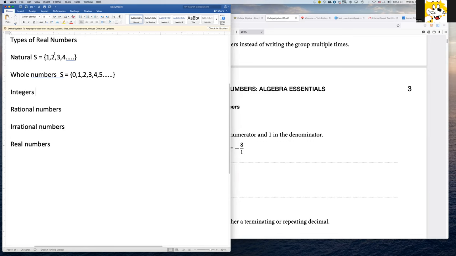All right. So now integers. So what are the differences between integers, whole numbers, and natural numbers? Anybody? They include negatives and positives. Ah, yes. And also zero. So negative three, negative two, negative one, zero, one, two, three, and so on and so forth, right? So you see the differences here, right?